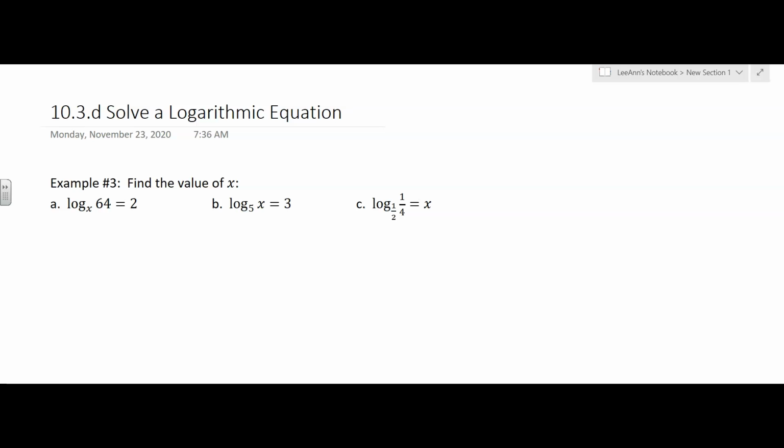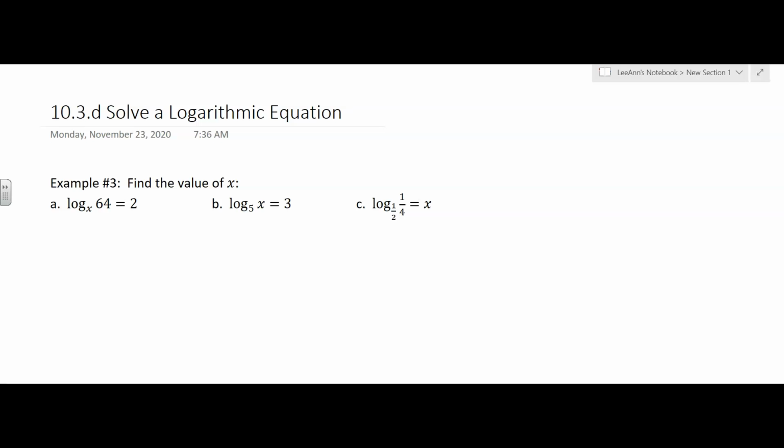So they ask us to solve a logarithmic equation. Now, logarithmic equations can come in different forms in terms of how we're going to solve them. But these are just basic equations like we've been working with. They're in that logarithmic form, and we want to find the value of x in these equations. Notice that in all three equations, the x is in a different location.